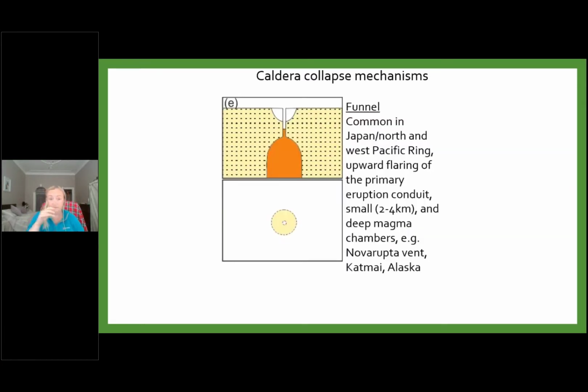And then the final one is the funnel collapse, common in Japan and the Northwest Pacific Ring, characterised by upward flaring of the primary eruption conduit. They tend to be really, really small, so 2 to 4 kilometres with a really deep magma chamber. And probably a familiar example of that is the Novarupta event at Katmai.